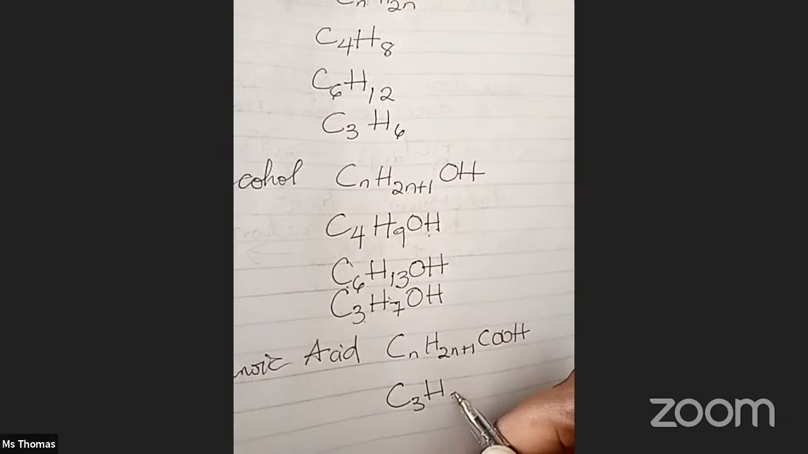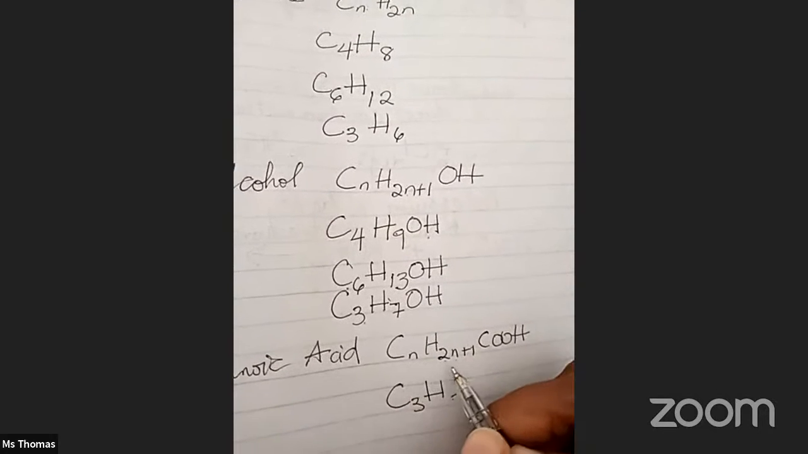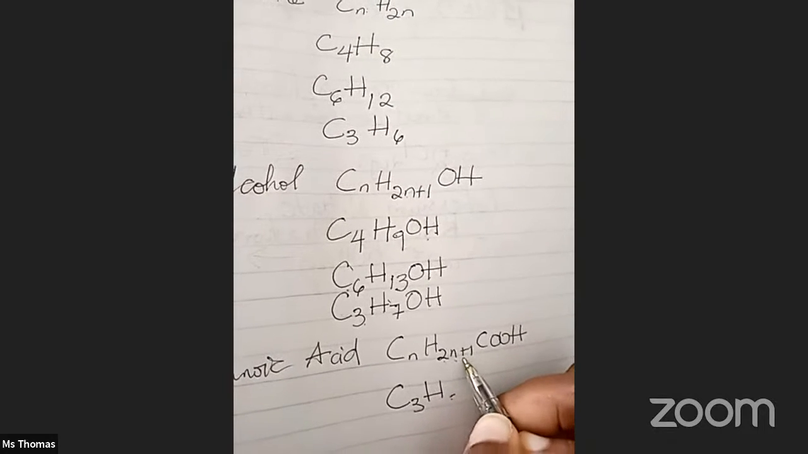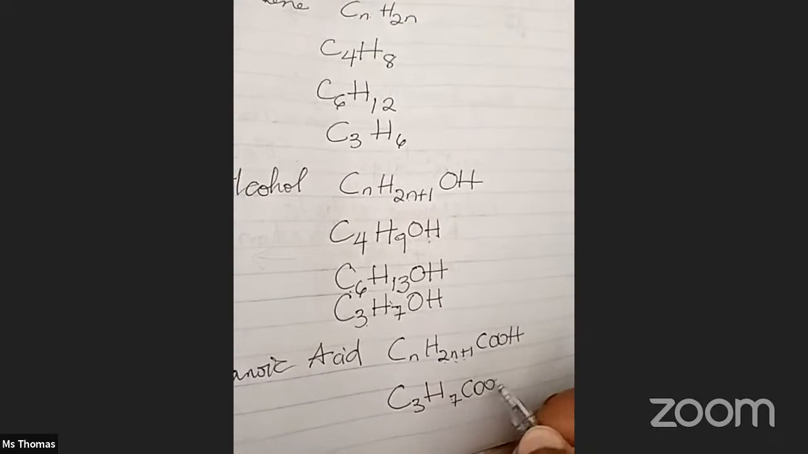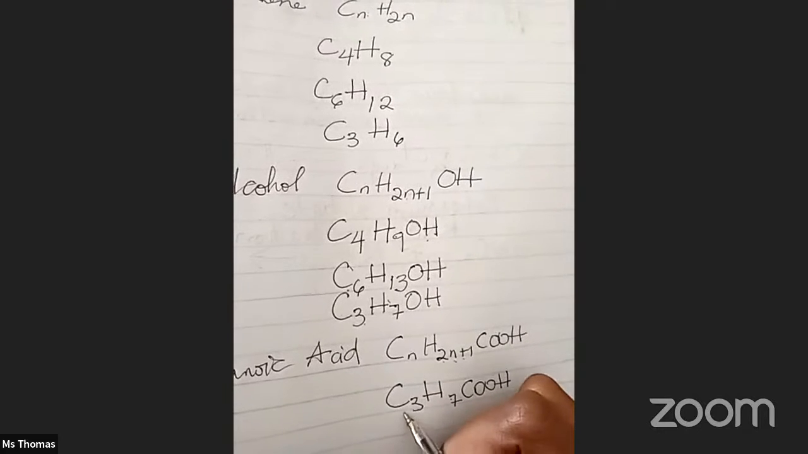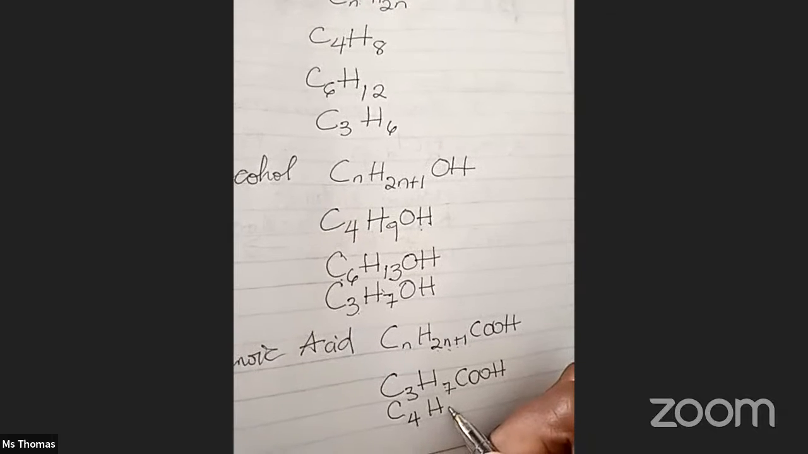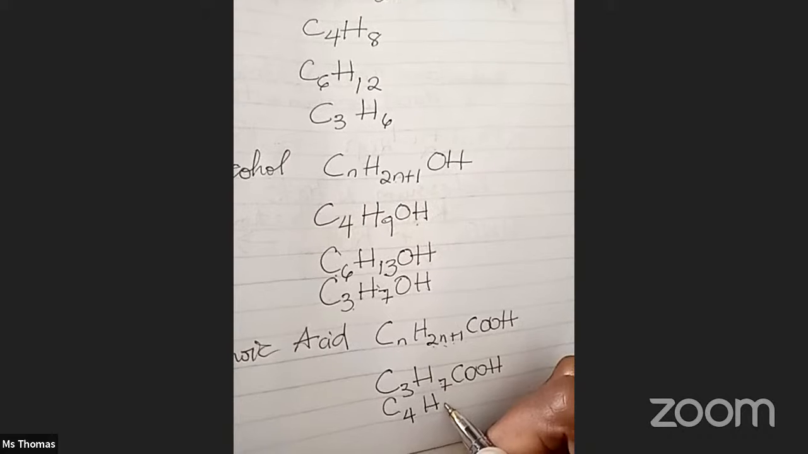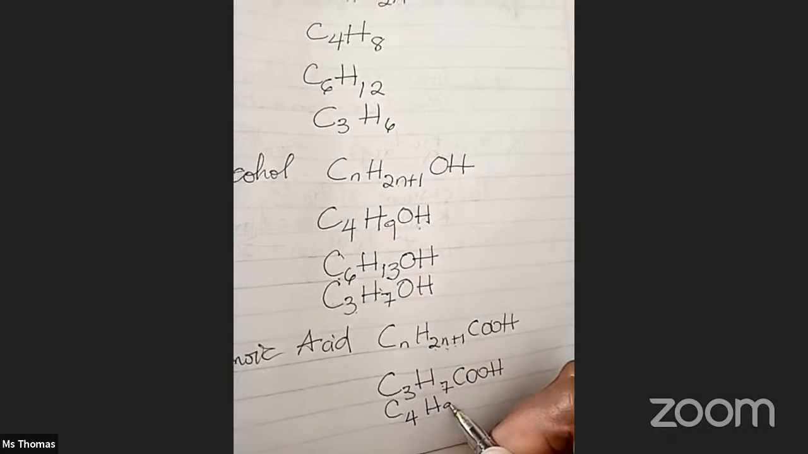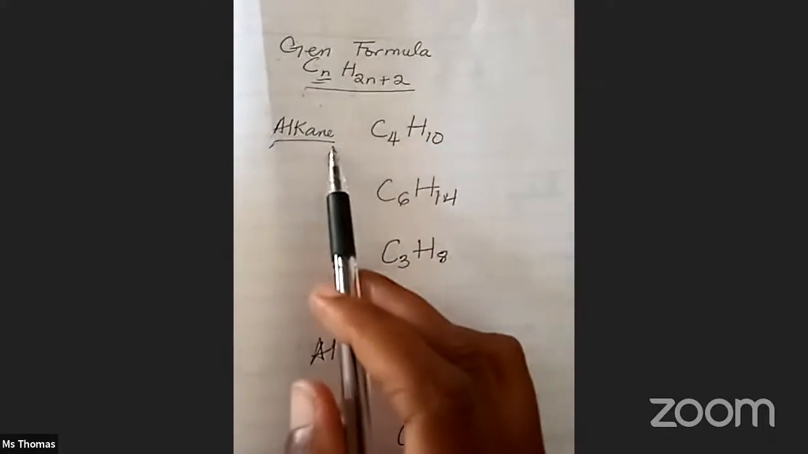Would it be 6? So 2 times 3, n is 3, right? So 2 times 3 is 6, plus 1 is 7. And then you have the COOH group attached. Suppose you had 4. How many hydrogens would you have? Would it be 9? It would be 9, and then you have the COOH group attached. Good.